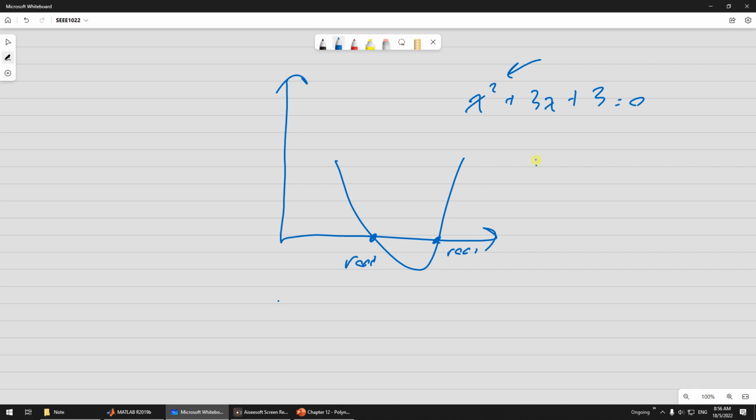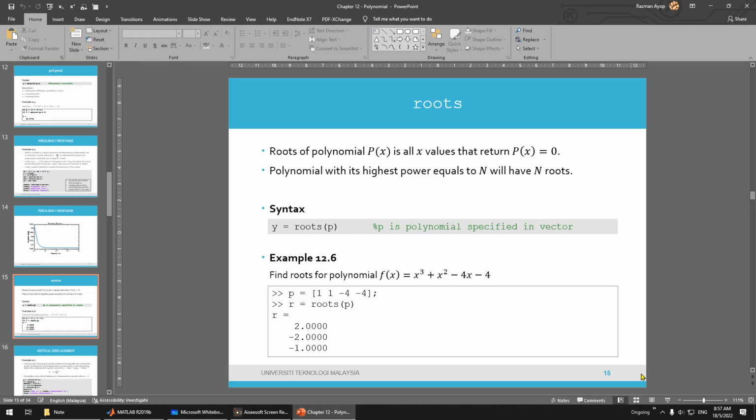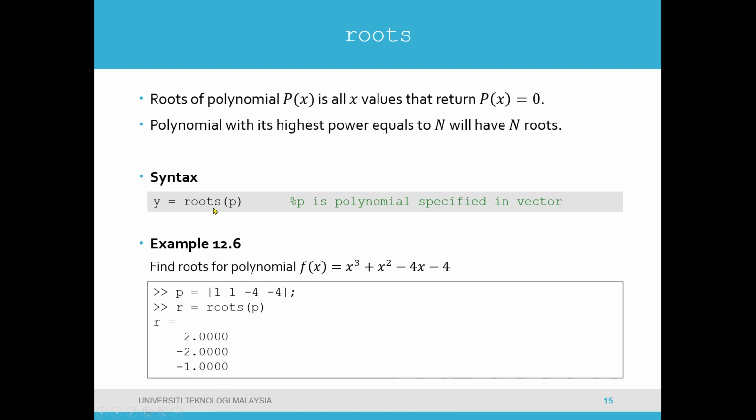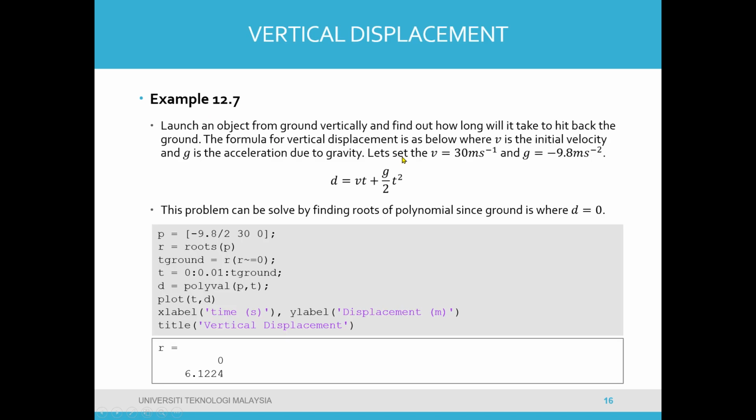Recall your quadratic. If you use your calculator, you can solve for x when it equals 0. That is how you find the root. If you use MATLAB, you can just use roots, R-O-O-T, and don't forget the s, and then the polynomial. Here this is a third-order polynomial, x to the power of 3, x to the power of 2, 1, 0. Just write it, and then write roots of the polynomial, and you will get the roots. That is how you solve the polynomial.